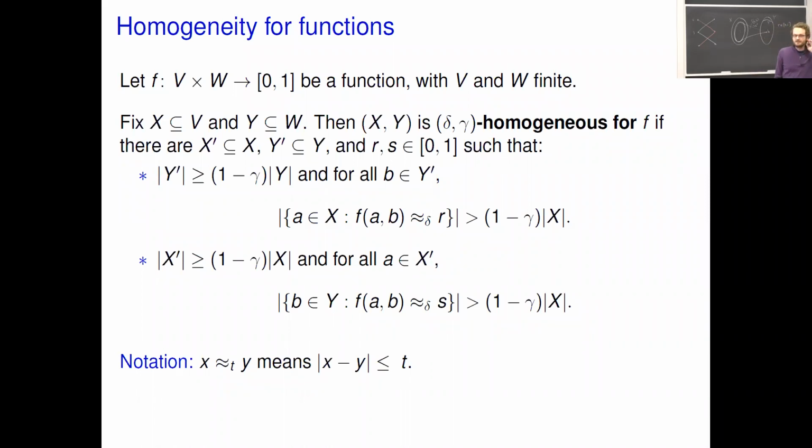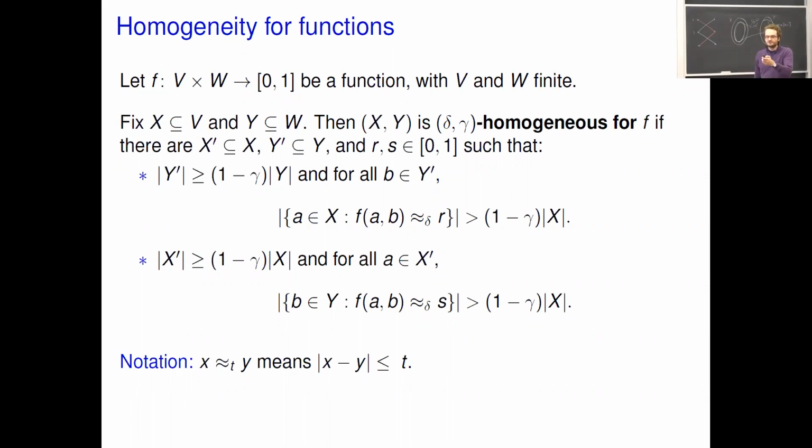Yeah, so I'll say something about that. Okay, right. So then there's a symmetric condition for the other side. If I shrink x by a little bit, fix a point in that smaller set, look at everything over here that's within delta of this fixed number s, that's almost all of the other side as well.